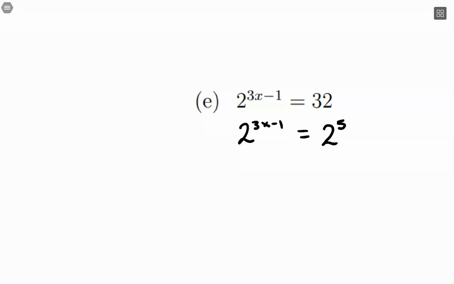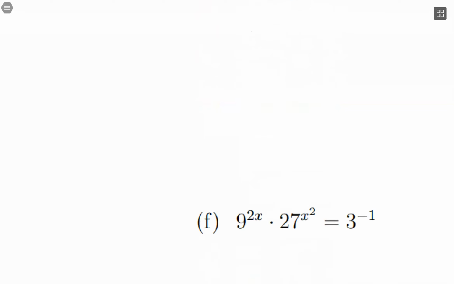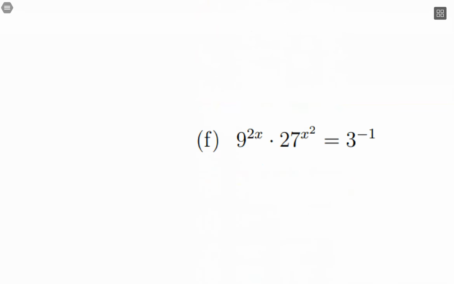thing as 2 to the 5th power. So that 3x minus 1 needs to equal 5. I'm going to add 1 to both sides, divide by 3, so x is 2. If I plug in 2 there, 3 times 2 is 6, minus 1 is 5, and 2 to the 5th is the same thing as 32. All right, those were kind of nice ones.